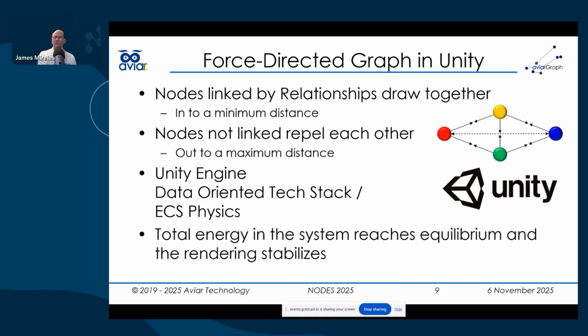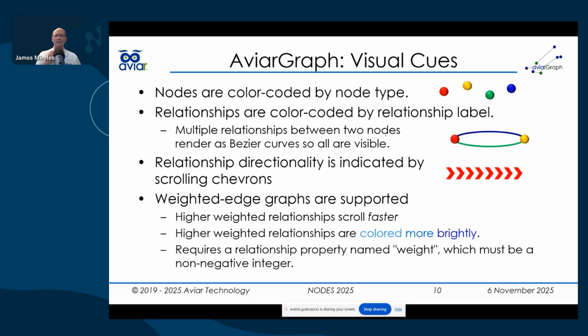At some point, when you deploy a graph, the total energy in the system reaches an equilibrium and the rendering begins to stabilize, and it doesn't wobble in space. It becomes very, very still. Visual cues also help you to understand the graph.